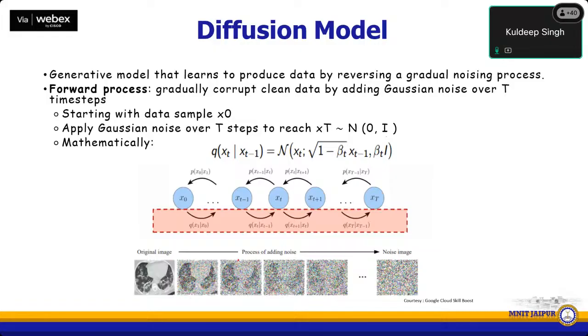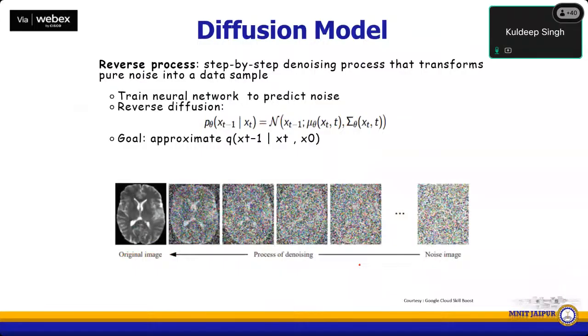In the original image process, slowly and iteratively we add noise to this image to bring it to a pure noise image, and then in the reverse step we apply a step by step denoising process that transforms this pure noise into the data sample. So basically the neural network here is being trained to predict the noise. So that's the reverse diffusion process.